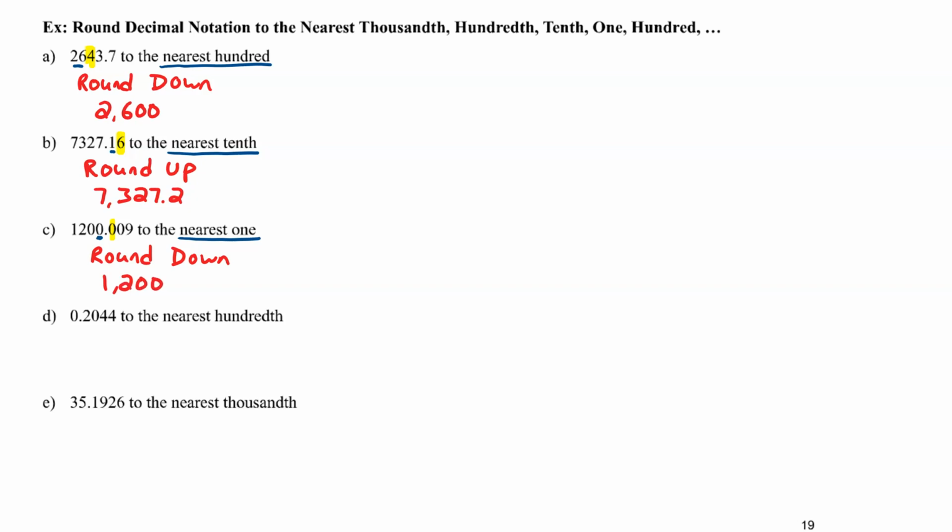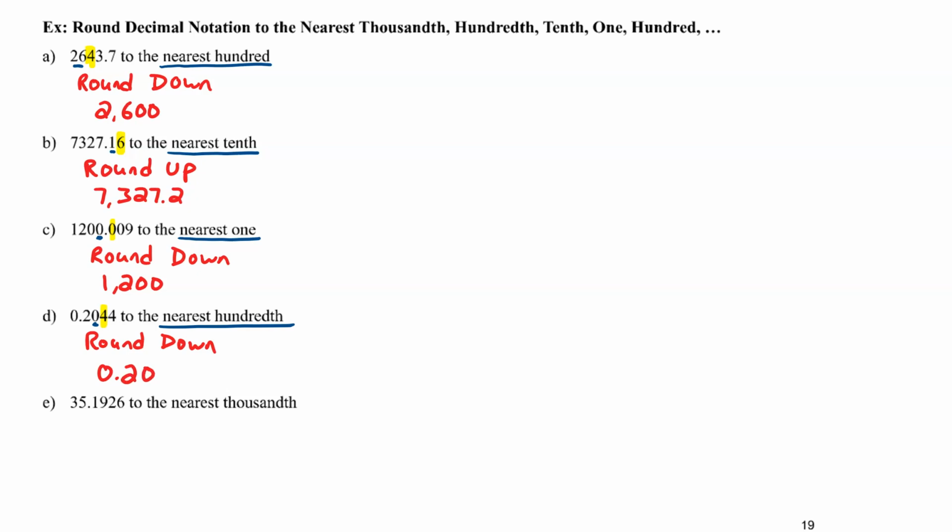Part D is rounding to the nearest hundredth. The hundredth is behind the decimal, in that second position. We look at what's sitting to the right of it, and we have our 4. So 4 is smaller than 5, and we are going to round down. When we round down, we get 0.20.